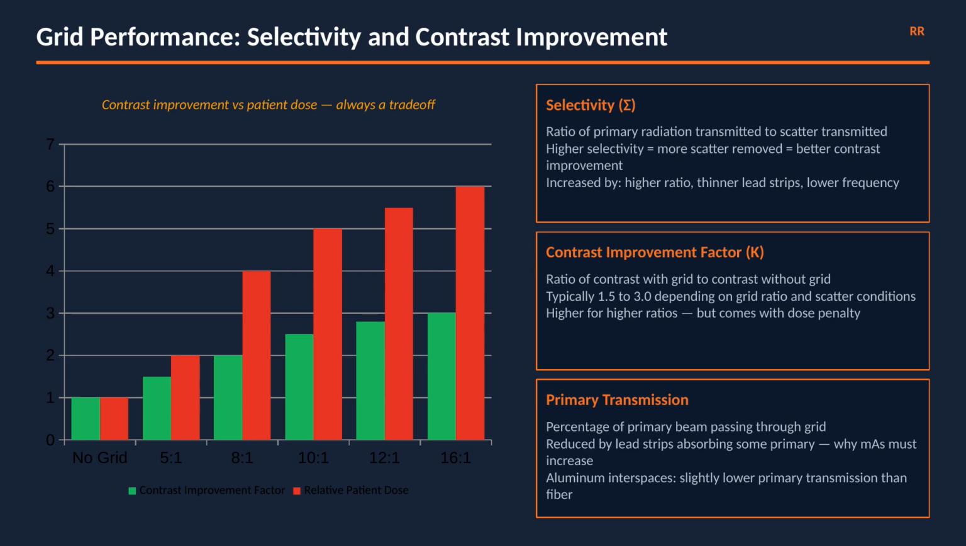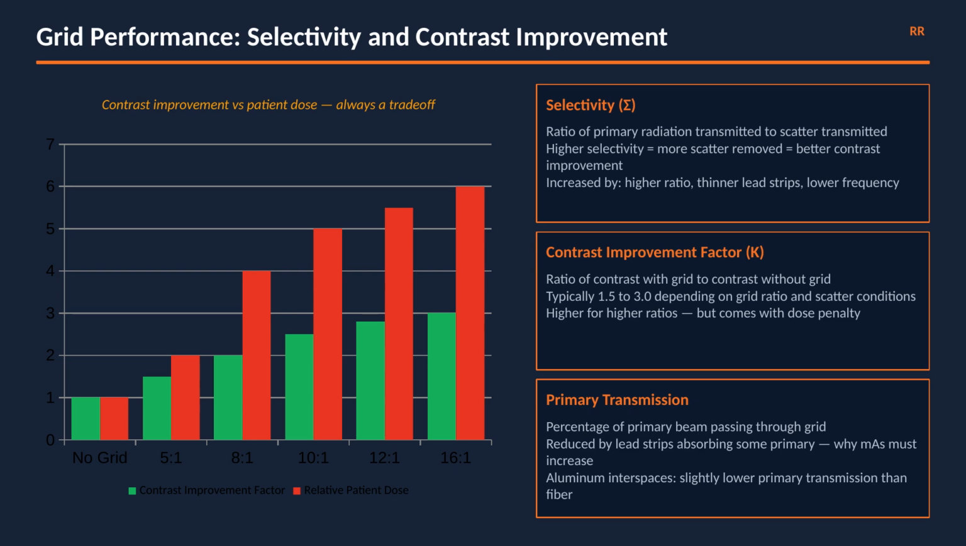Selectivity, the ratio of primary radiation transmitted through the grid to scatter radiation transmitted. Higher selectivity means more scatter is removed relative to primary beam, a more efficient grid. Selectivity increases with higher grid ratio, thinner lead strips, and lower grid frequency.